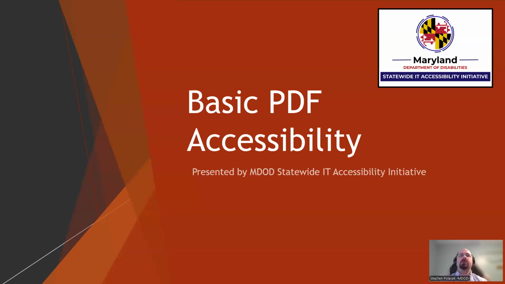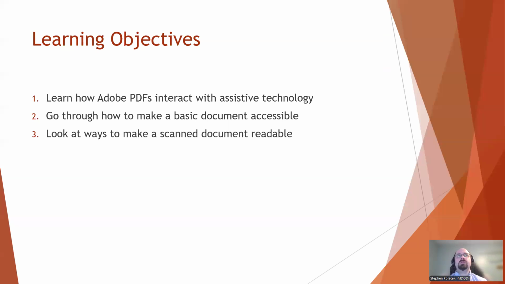With that, we can go ahead and start with today's learning objectives. So first, we want to learn how Adobe PDFs interact with assistive technology. Second, we're going to go through how to make a basic document accessible. And then third, we'll look at ways to make a scanned document readable.